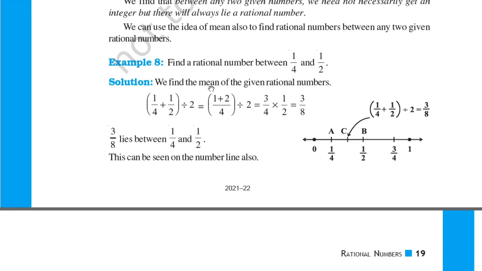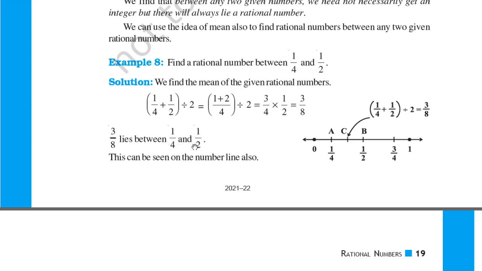So we find the mean of the given numbers. We just divide the sum of the two numbers by 2 because there are two terms. So the mean will be 1 by 4 plus 1 by 2 divided by 2, that is 1 plus 2 upon 4, divided by 2, that will become 3 by 4 into 1 by 2, that is 3 by 8. So 3 by 8 lies between 1 by 4 and 1 by 2.